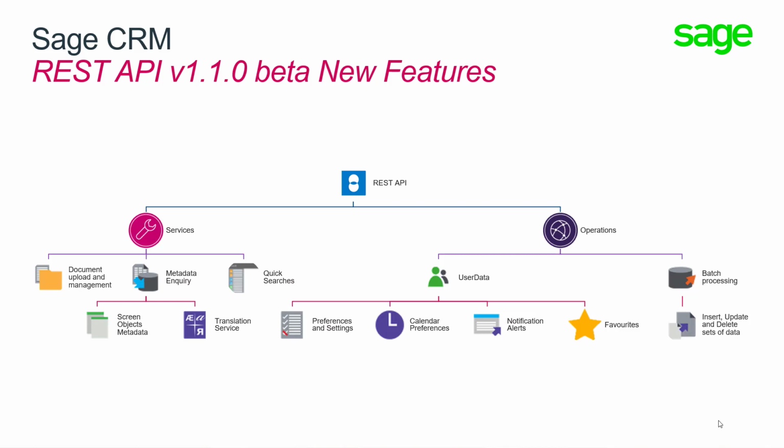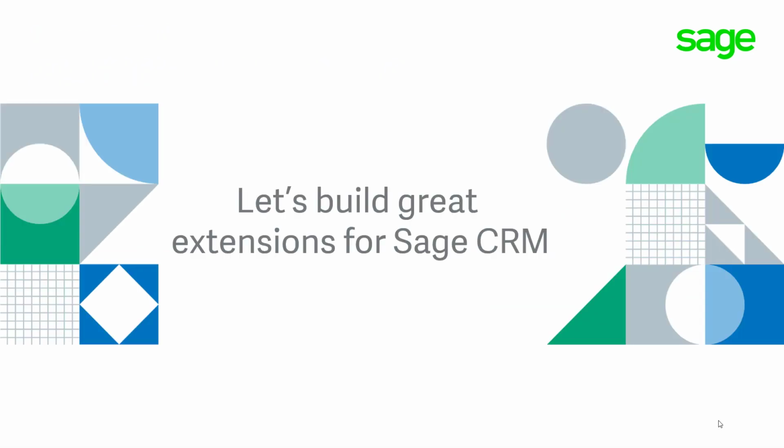We've seen how it's added in a quickfind endpoint, how it's exposed information from the user about their preferences, settings, and also about their notification messages. And we've also added in batch capabilities. Let's build great extensions for Sage CRM.